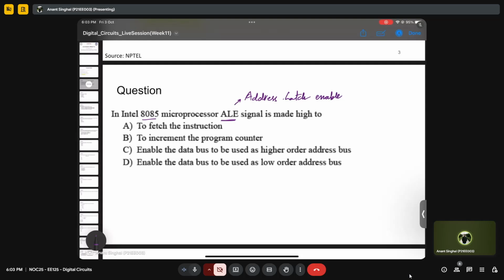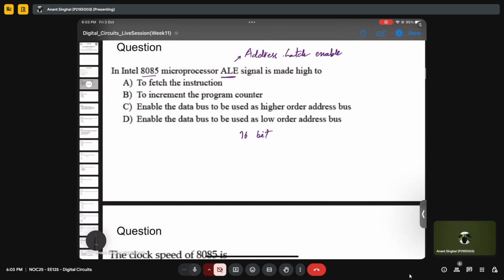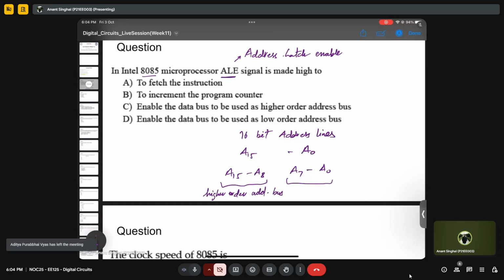In the last class, we already discussed that in our 8085 processor we have 16-bit address lines, from A15 to A0. Out of those, A15 to A8 are in one bunch, and A7 to A0 are in the other bunch. Only 8 of these are used for the data bits, because it is an 8-bit microprocessor. This is what we call the higher order address bus, and this is what we call the lower order address bus.